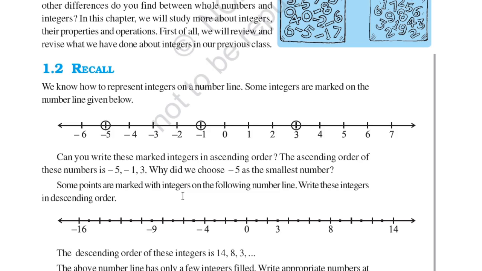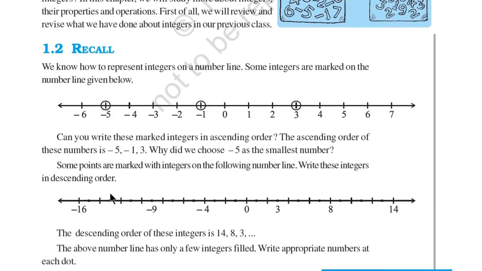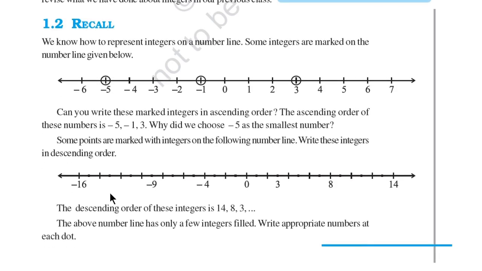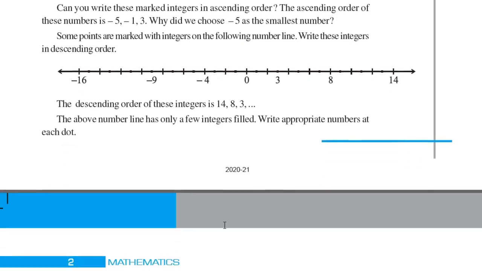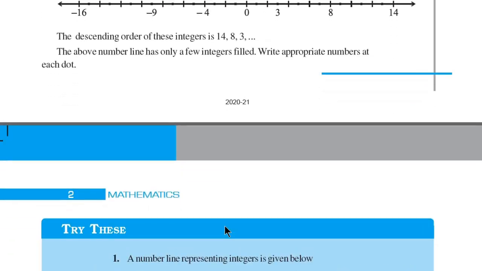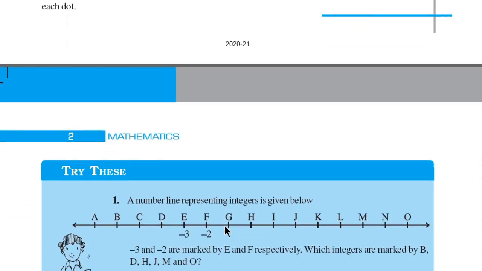Some points are marked with integers on the following number line. Write these integers in descending order. So when we write in descending order, it is 14, 8, 3. So you can see here 14, 8, 3 and then 0. The above number line has only a few integers filled. Write the appropriate number at each dot. So you can write the appropriate numbers in each dot.